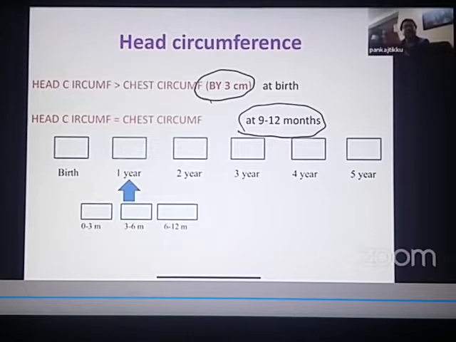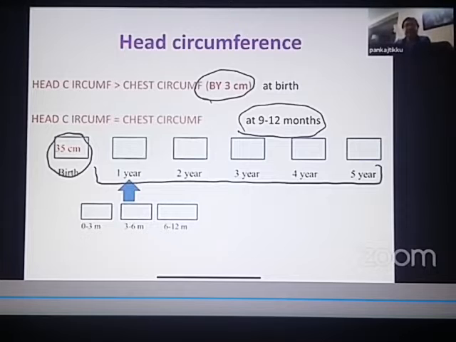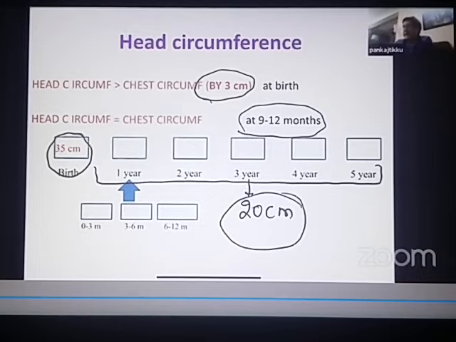Let us see how the head circumference of a child increases with age. So the head circumference of a child at birth is 35 centimeters. So what is the head circumference of a child at birth? The head circumference of a child at birth is 35 centimeters. Subsequently, as you can see here in the boxes, how does the head circumference increase? Now, total from birth till the age of 5 years, when the adult head circumference is achieved. So when is the adult head circumference achieved? The adult head circumference is achieved at the age of 5 years.